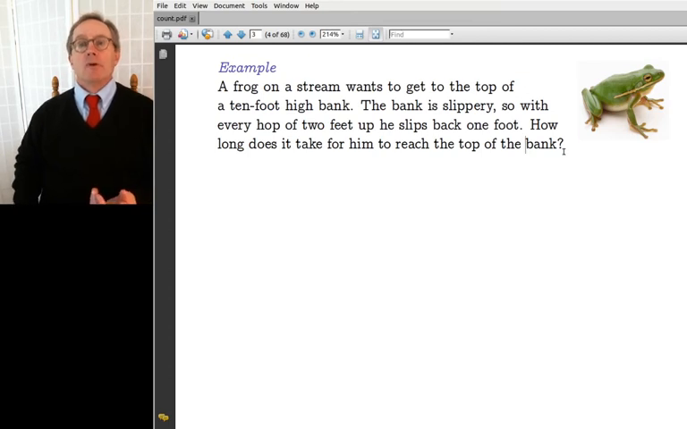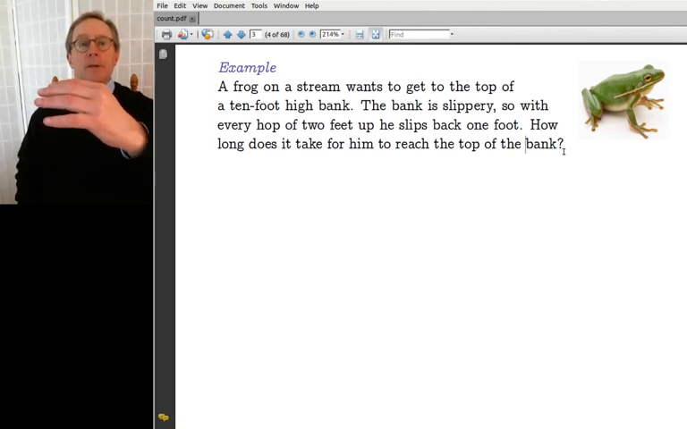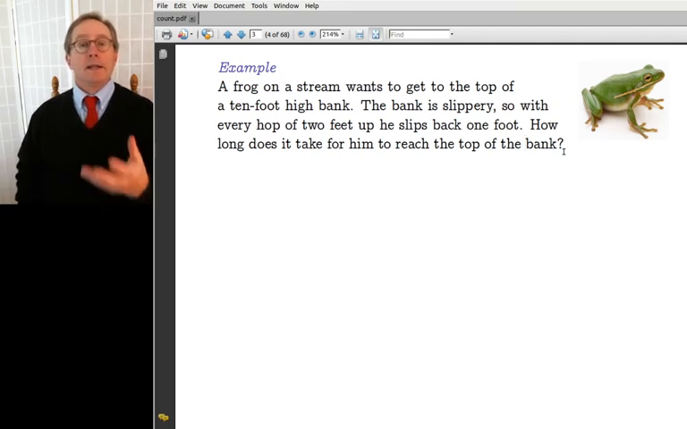Another example, frog on a stream wants to get to the top of a 10-foot high bank. The bank's slippery, so with every hop of 2 feet up, he slides 1 foot back. How long does it take him to reach the top of the bank? So now you're a little cautious. You're like, I think it's 2 feet up, 1 foot back. I think he makes 1 foot of progress every time. What's wrong with that? So you say 10, and the answer is not 10, because when he's at the 8-foot mark and he jumps up 2 feet, now he's out, so he doesn't slide back. So again, that's sort of off by one error, and you have to be wary.